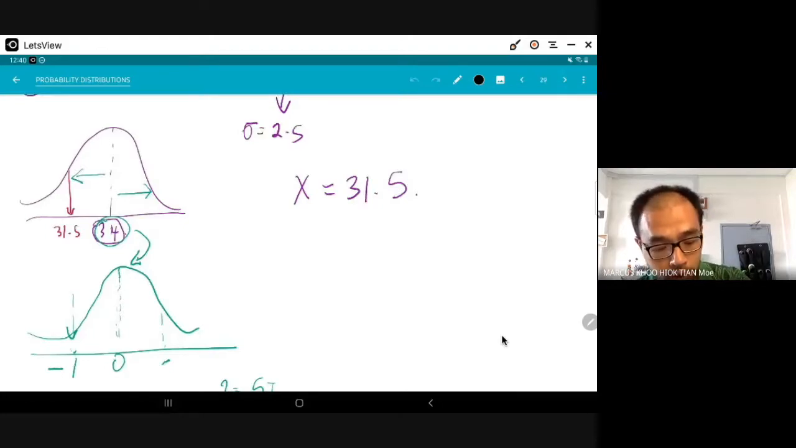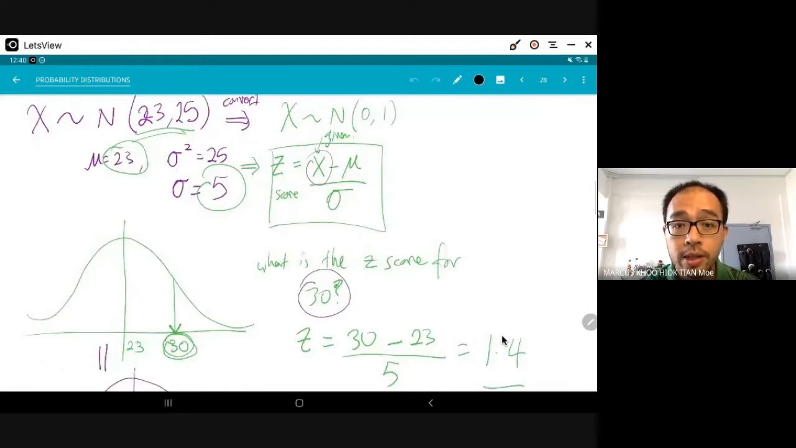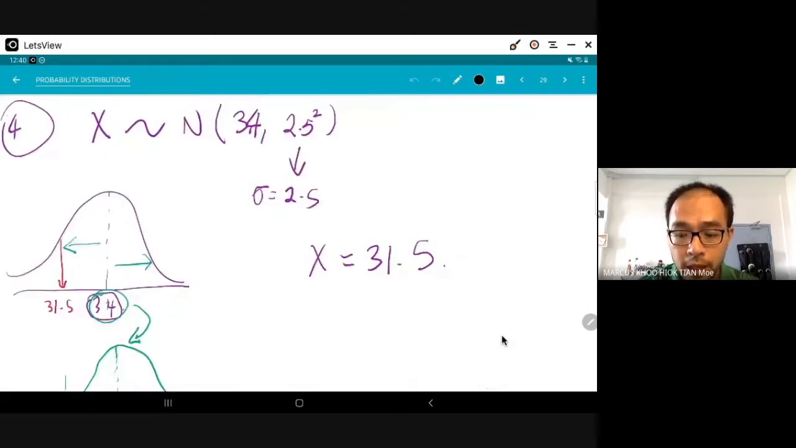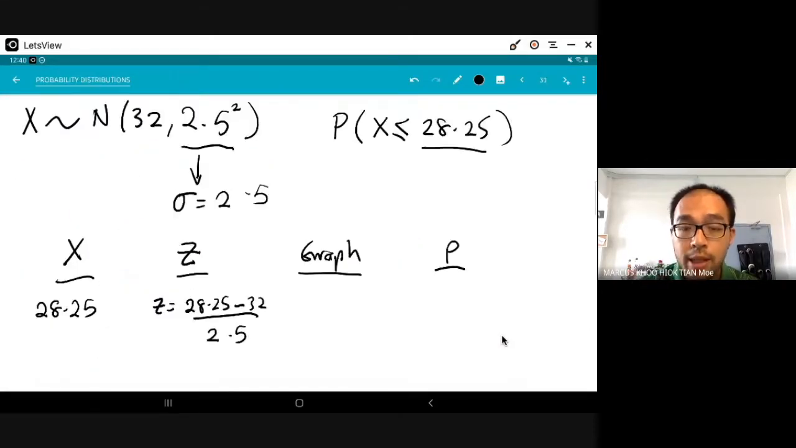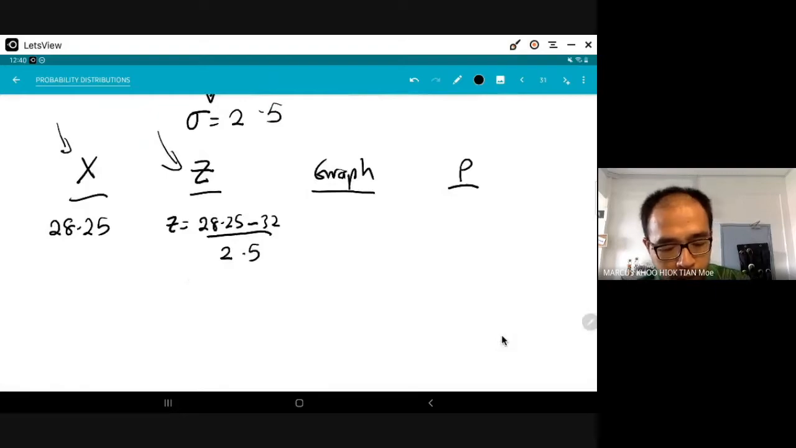How to use the formula. Did I teach you already? Yeah, I've already taught you how to use the Z-score formula, the Z conversion. The Z conversion will tell us the Z value once the values are given. This is non-standard, this is standard. We want to make sure that it is standard so that we can use the standard normal distribution table. So 28.25 minus 32 over 2.5. Can somebody give me the answer, please, for this one?